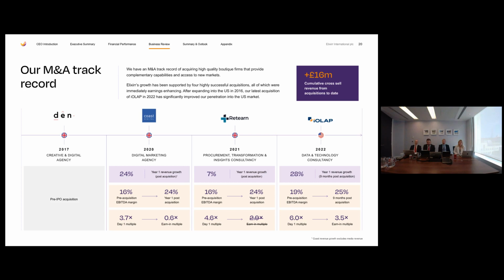To show you Den, they are a creative and digital agency. And then Coast are at the other end of the spectrum, digital marketing. Together, we treat them as a kind of digital capability, if you like, as ELIXIRR Digital. And I'll give you a couple of examples as to how we've gone to market together there. Return focus on procurement, transformation, supply chain and cost. And in a bearish market, obviously, that has come into its own recently. And then iLap last year, which was our biggest acquisition to date in the US, that is data and technology. And again, we've shown great success amongst our client set working together there. Just to give you a couple of examples, starting with ELIXIRR Digital, so Den and Coast.